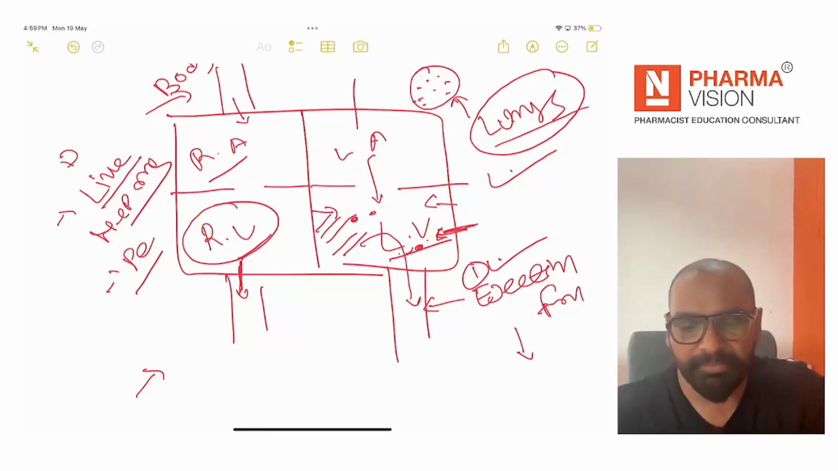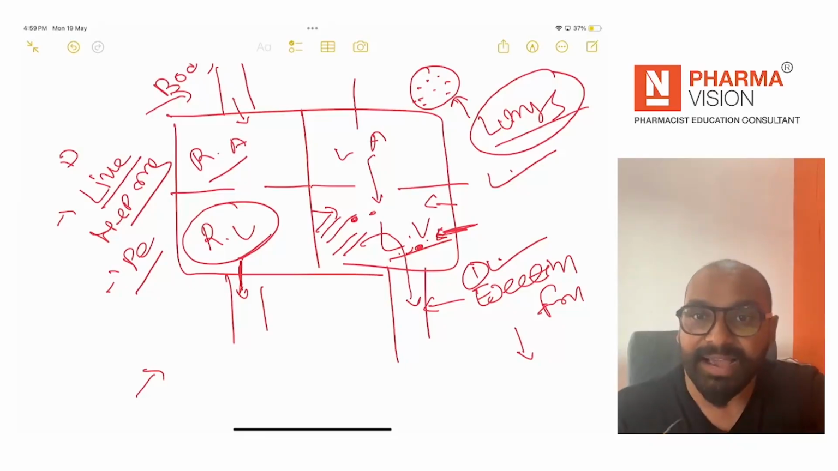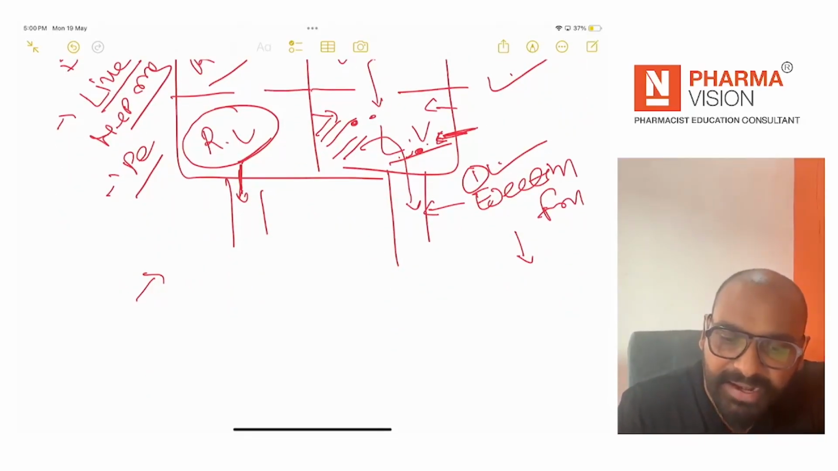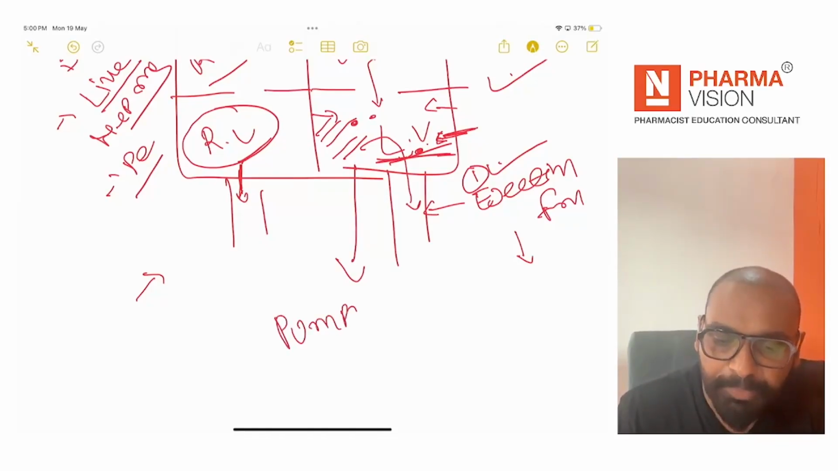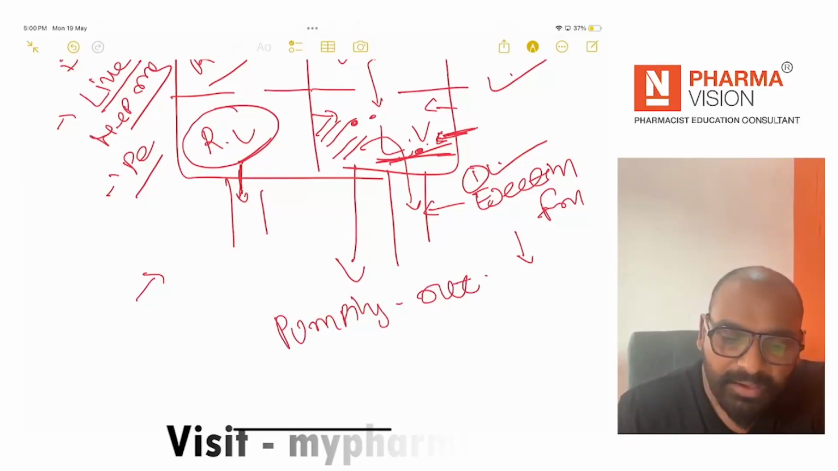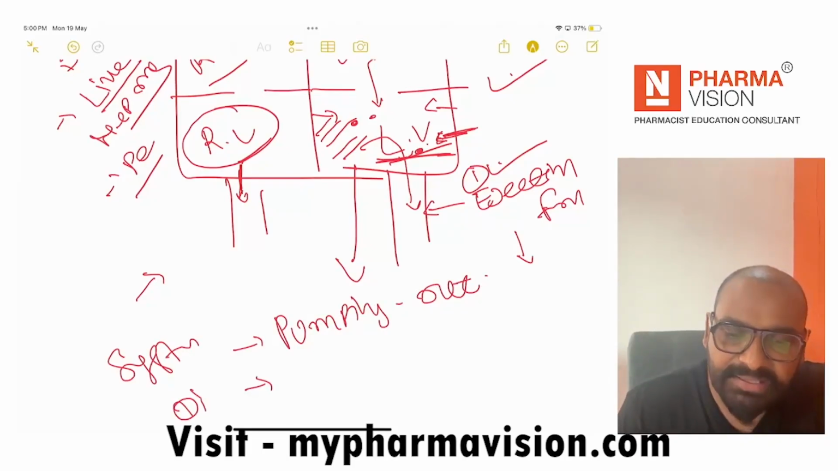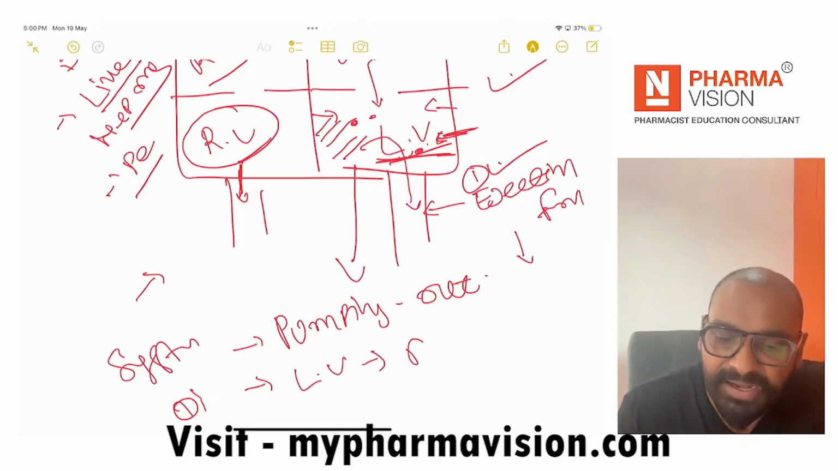The third topic is systolic and diastolic failure. Systolic means the left ventricle is pumping out. That's called the pumping out. This is the systolic. Diastolic means left ventricular filling.